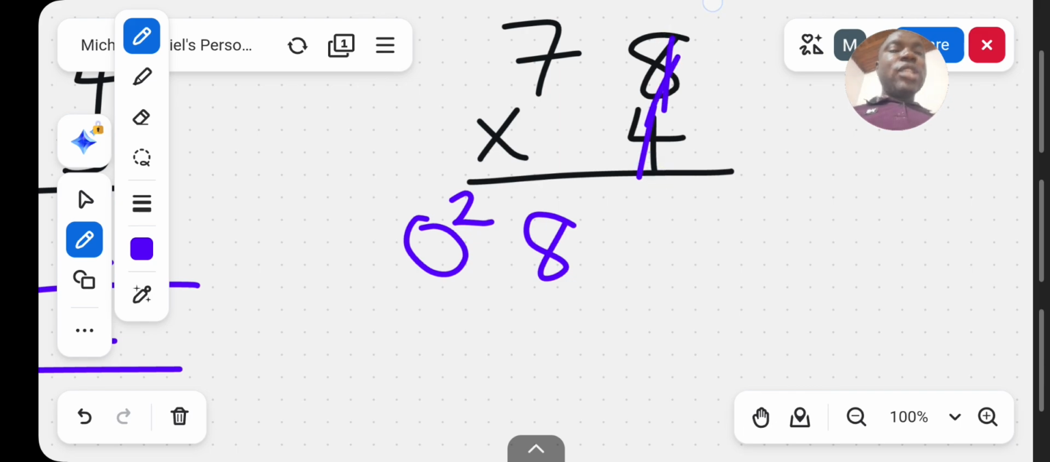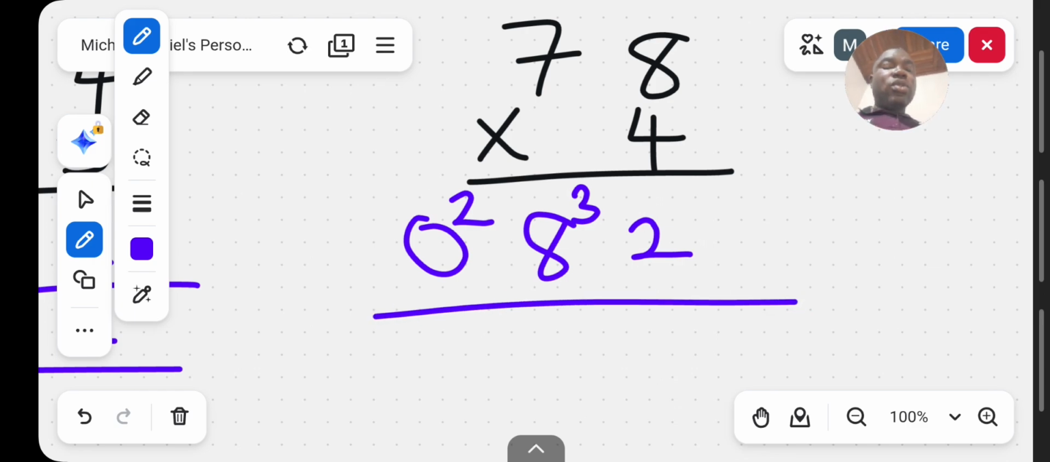So the next is 4 times 8. Now, how do we do 4 times 8? 4 times 8 is what? 32. Remember, 4 times 8 is the same thing as 2 times 8 times 4. 32. So we'll put 3 here and 2 down here. So you can see when you have 2 digits, you don't have to just go to arrange it. And that we are done.